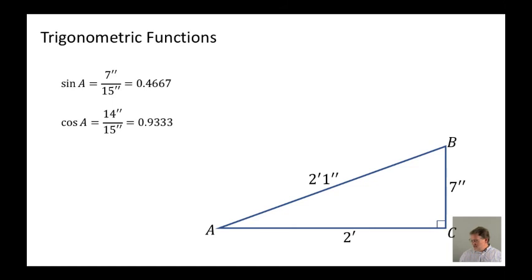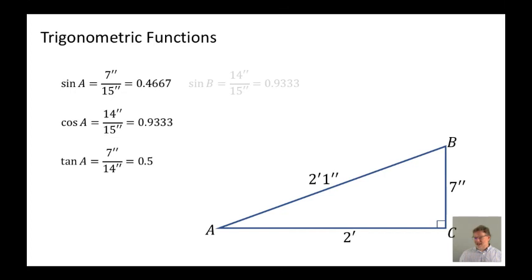Lastly, let's do the tangent of angle A. That's opposite over adjacent. That is 7 inches divided by, well, 14 inches, right? 2 feet, 14 inches. So 7 inches divided by 14 inches, that's 0.5. The tangent of the angle is just 1/2.